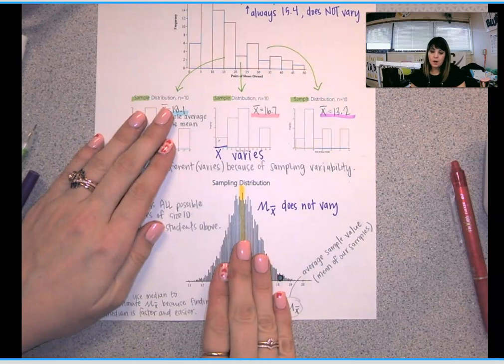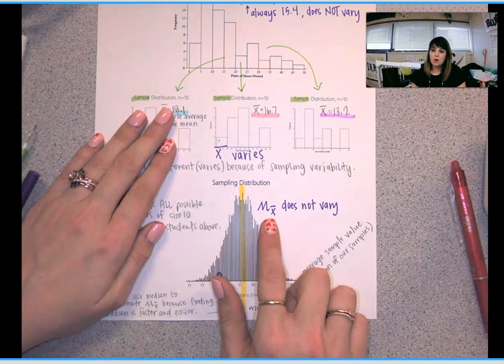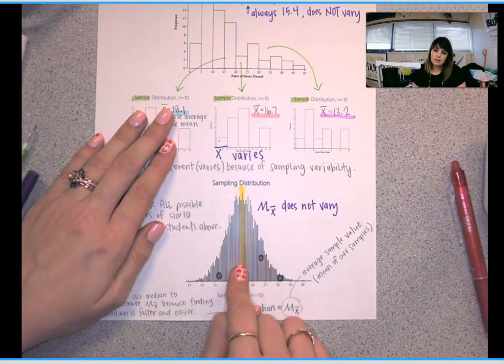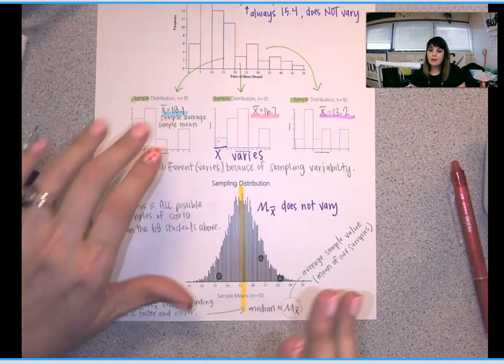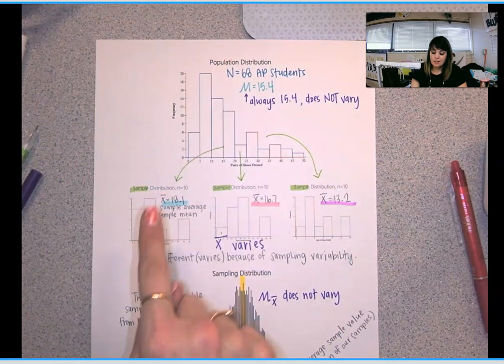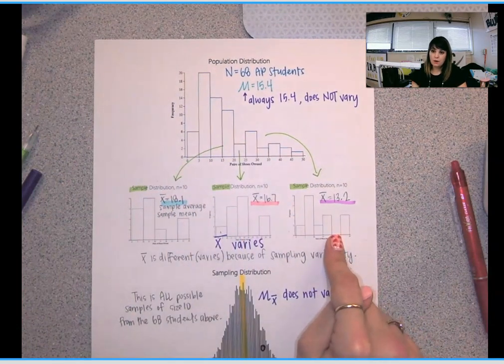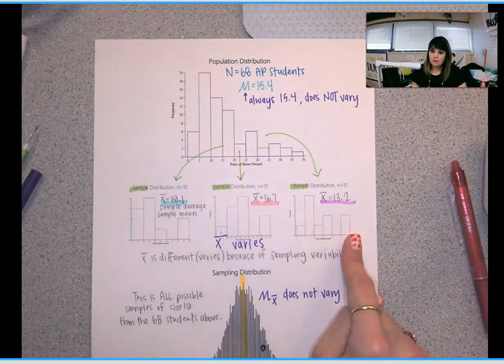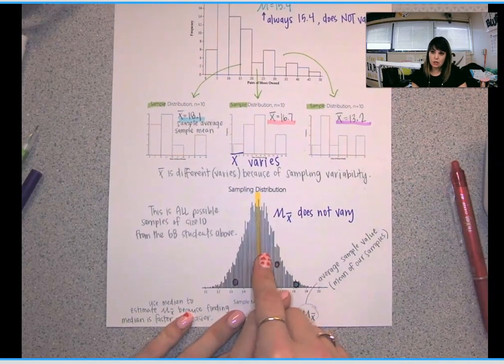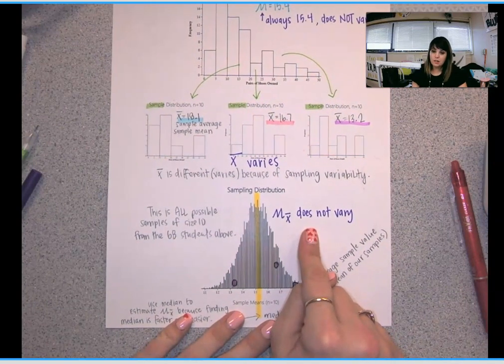These are all the possible samples, so that means that mu sub x bar will not vary, and this distribution will always look like this. They each have their own name. Population includes everybody. Samples include groups from the population, but each group is different, so each sample is different. Then you bring it all together for the sampling distribution, which will always look like this, and mu sub x bar does not vary.